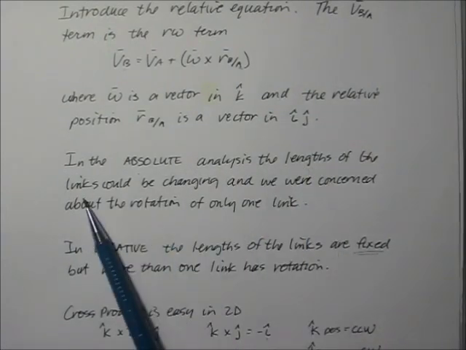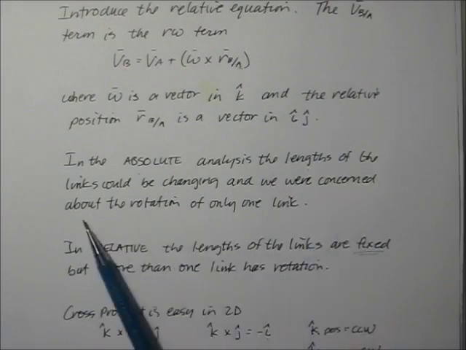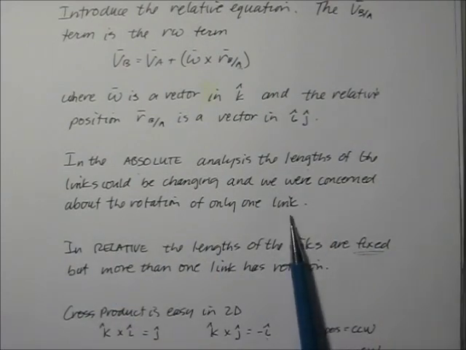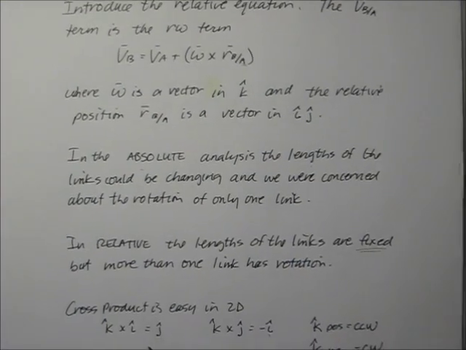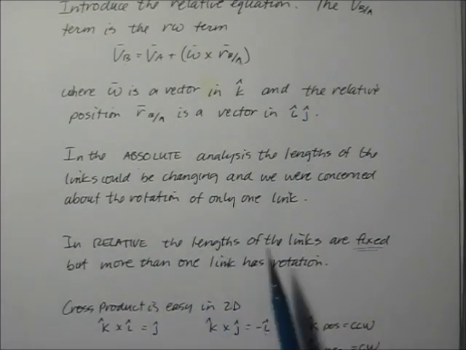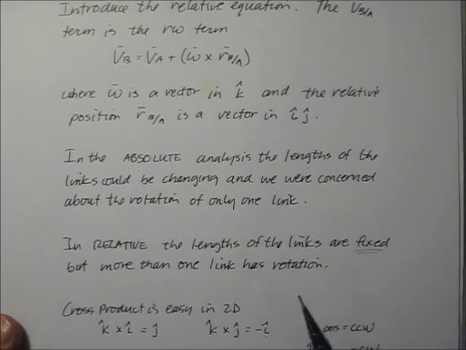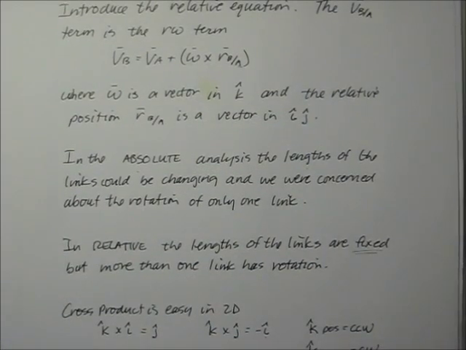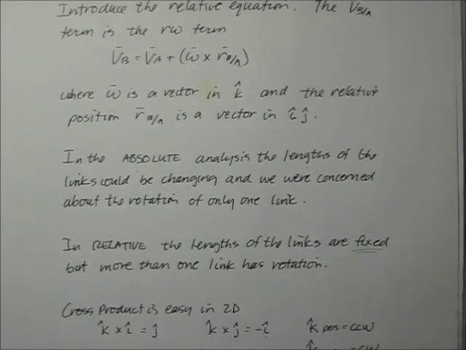lengths of the links could be changing, and we were concerned about the rotation of actually only one link. In all of our work, we were only concerned about the rotation of one piece of it. In the relative analysis, the lengths of the links must be fixed, but more than one of them may have rotation. So there is some little difference in how we would approach the problem, or which approach we would use to solve a problem. One might be a little bit easier than the other one.